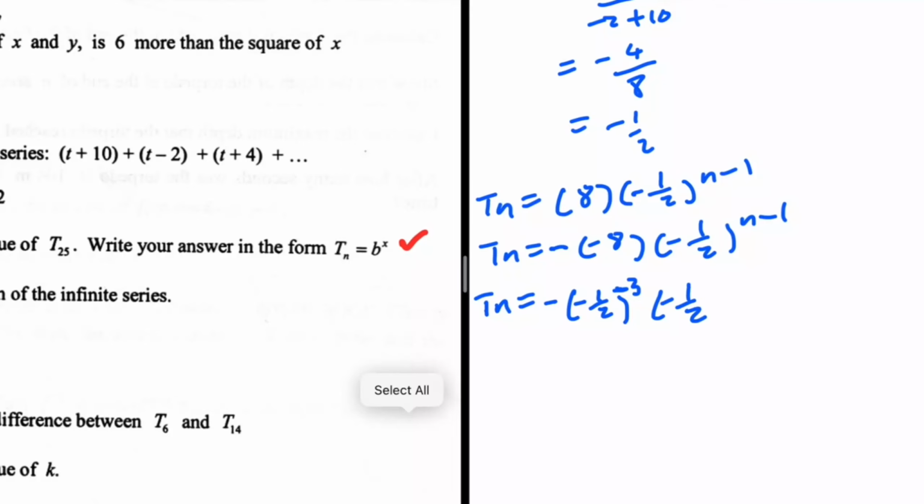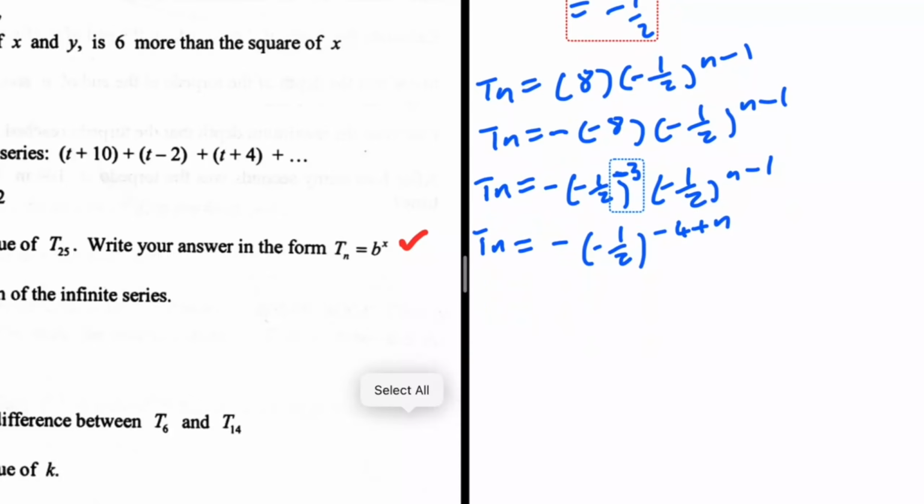Minus 1 over 2 to the power n minus 1. Same base. If we have the same base, we can add the exponents. So minus 1 over 2, minus 3 plus minus 1. That is going to be minus 4, right? Minus 4 plus n. So we are going somewhere.